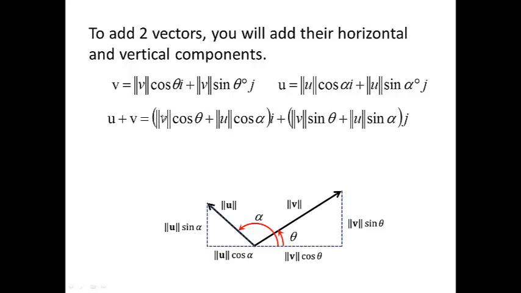So we're going to add the magnitude of v times the cosine of theta plus the magnitude of u times the cosine of alpha. Notice you're adding the two cosines together, or the two i parts, the two horizontal parts together, and you're adding the two sine parts together, the two vertical parts. So the vertical parts are sines. You add those two together, and add the two horizontal parts together.